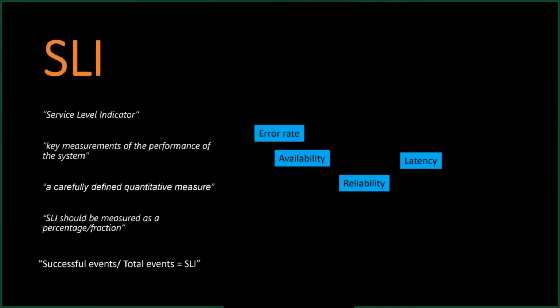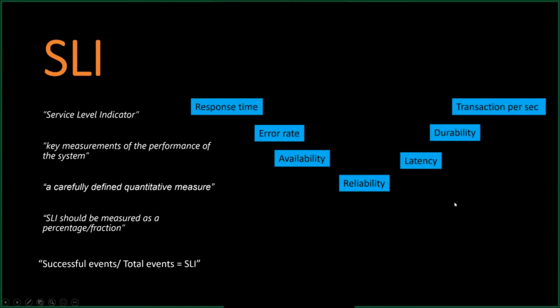And if you are using, for example, a check transaction system, again, when you are processing your checks, if you don't measure your error rate, right? You will be missing, let's say, 5%, 10% of your checks, which is a big deal for a bank, isn't it? So error rate can be one of the SLIs, right? And durability, and so on, right? Response time and transactions per second, all of these wonderful things can be an SLI, right?